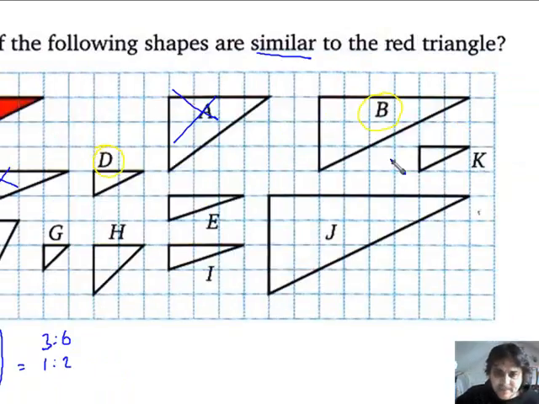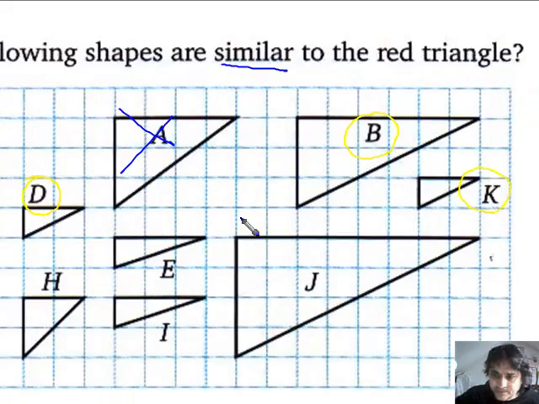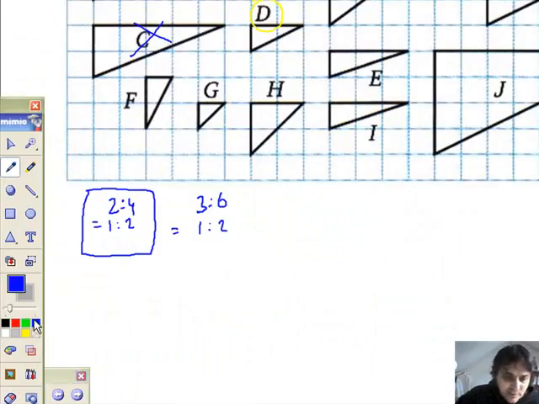Look at D. Look at K. Exactly the same. 1 up, 2 across. 1 to 2 ratio. So K's in. What about this E thing? 1 up, 3 across. That's a 1 to 3. No, that's out of order. So you're not involved in the family.